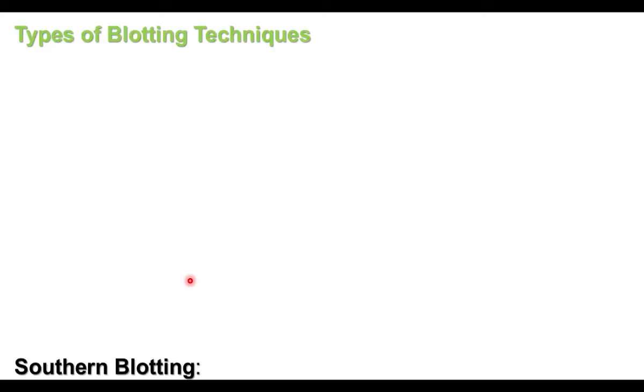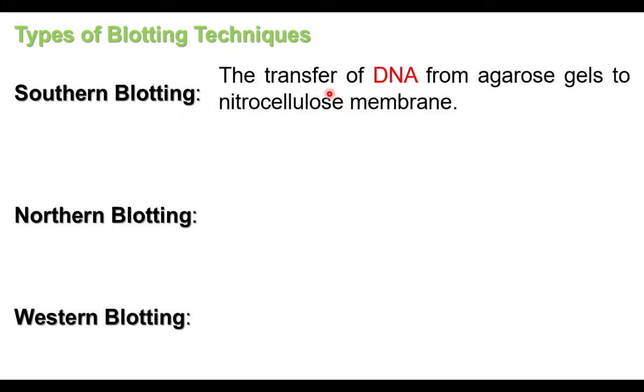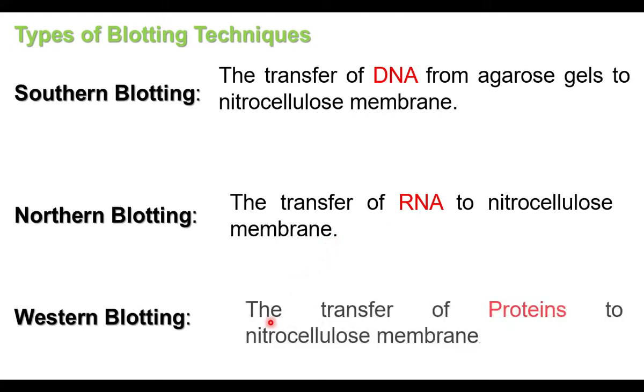There are three types of blotting: southern blotting, northern blotting, western blotting. Southern blotting is used for blotting DNA. From the agarose gel, DNA is transferred to nitrocellulose membrane. In northern blotting, RNA is transferred from agarose gel to nitrocellulose membrane. In western blotting, proteins are transferred to nitrocellulose membrane. Southern blotting is for DNA blotting, northern blotting RNA, western blotting proteins.